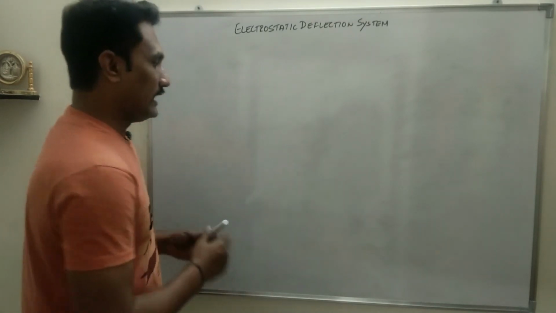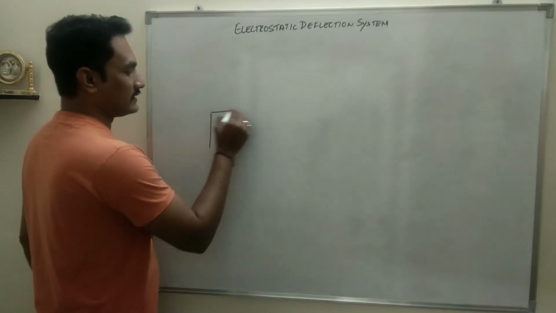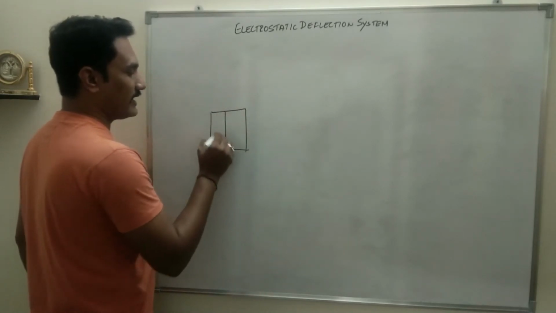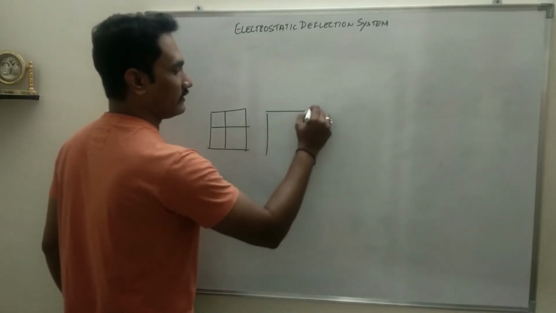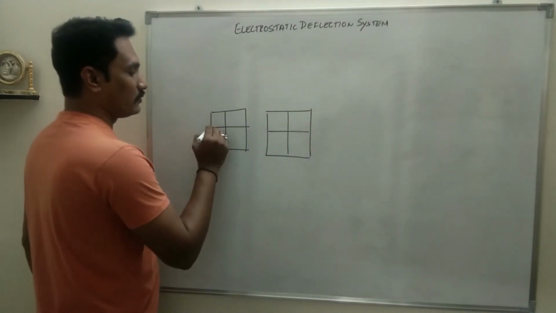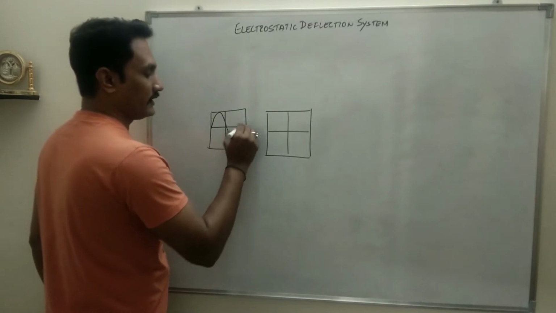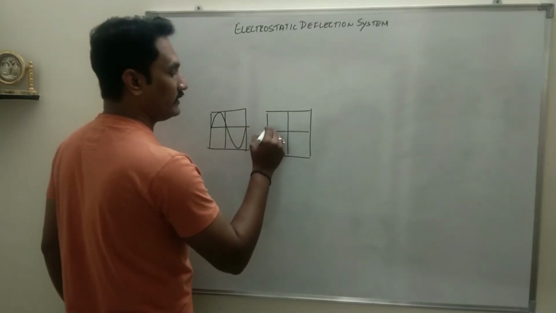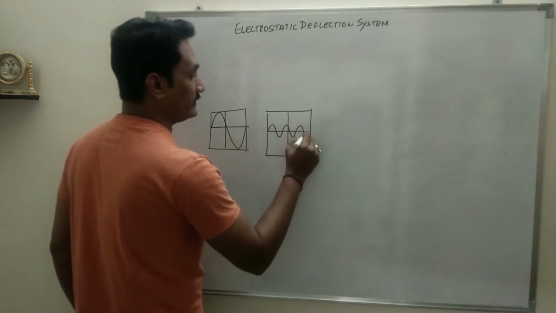Okay, so I'll give you 2 examples. Suppose this is the screen of a CRT. This is the y-axis, this is the x-axis. There are 2 screens, with y-axis and x-axis. On the first one you have an image like this. On the second one you have an image like this.